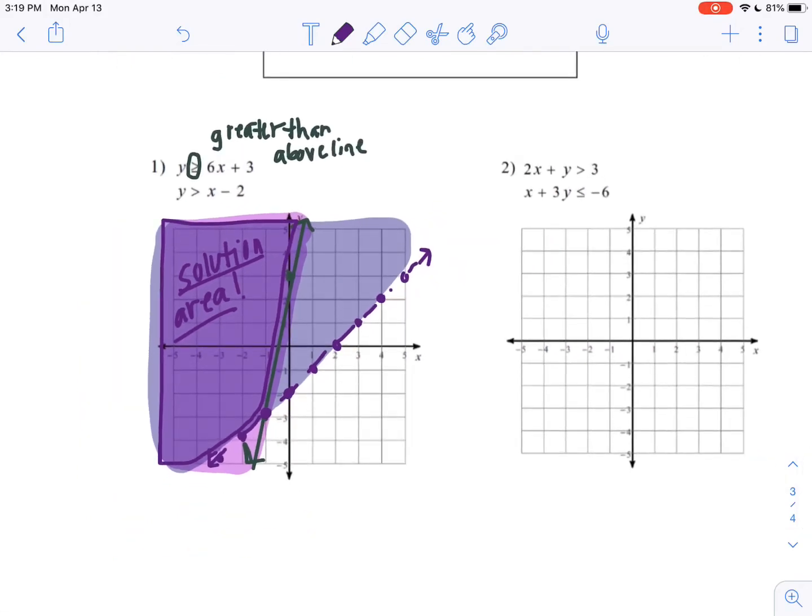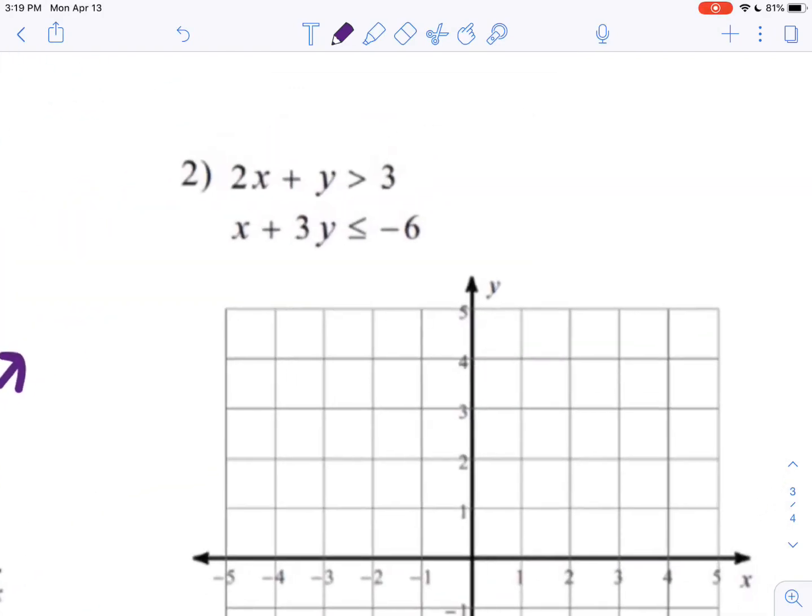Okay? Okay, and I'm going to keep using that shortcut for the shading because I think it's a lot easier than the test point. I just want you to be introduced to the test point because you're going to have to use that later on in other math classes.